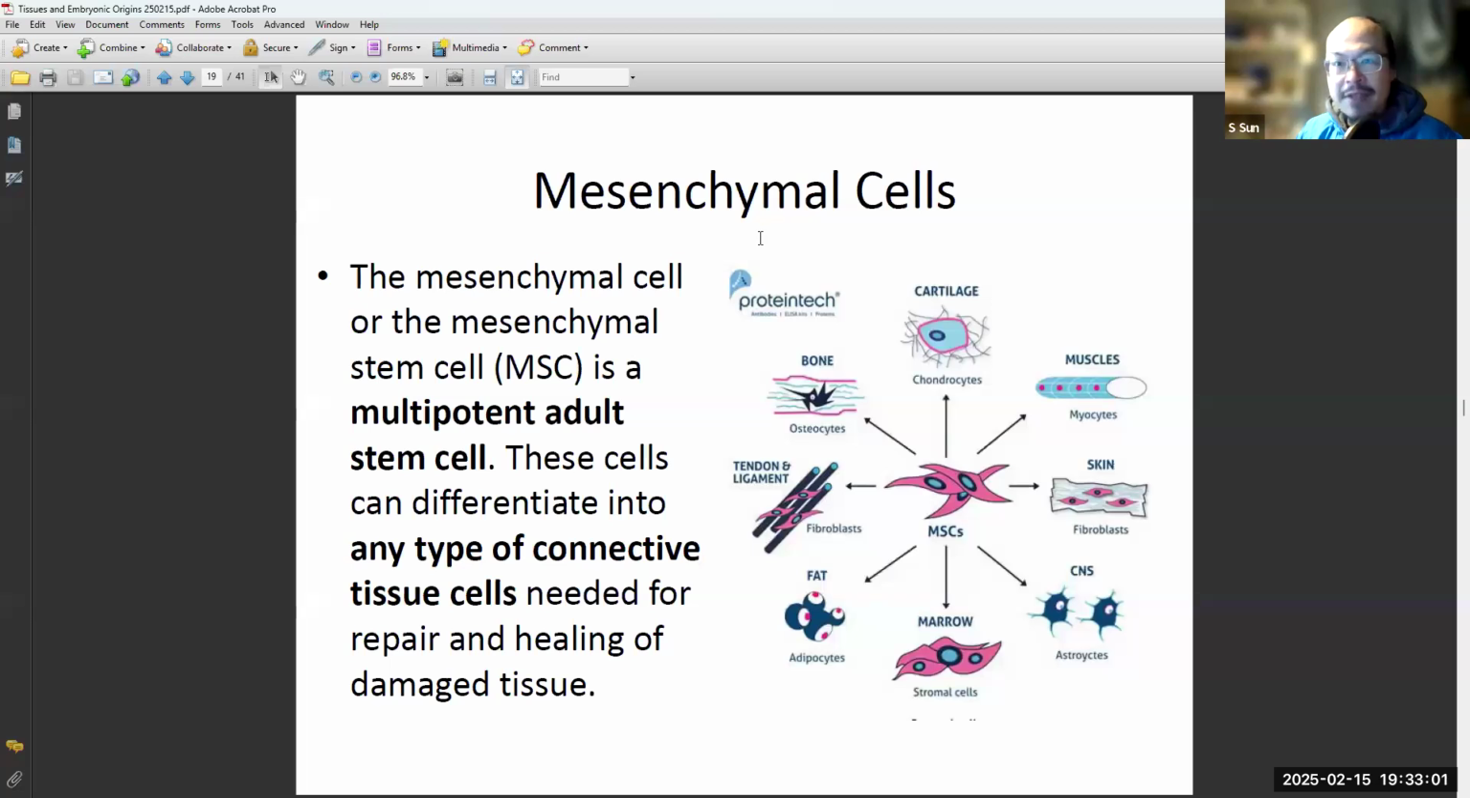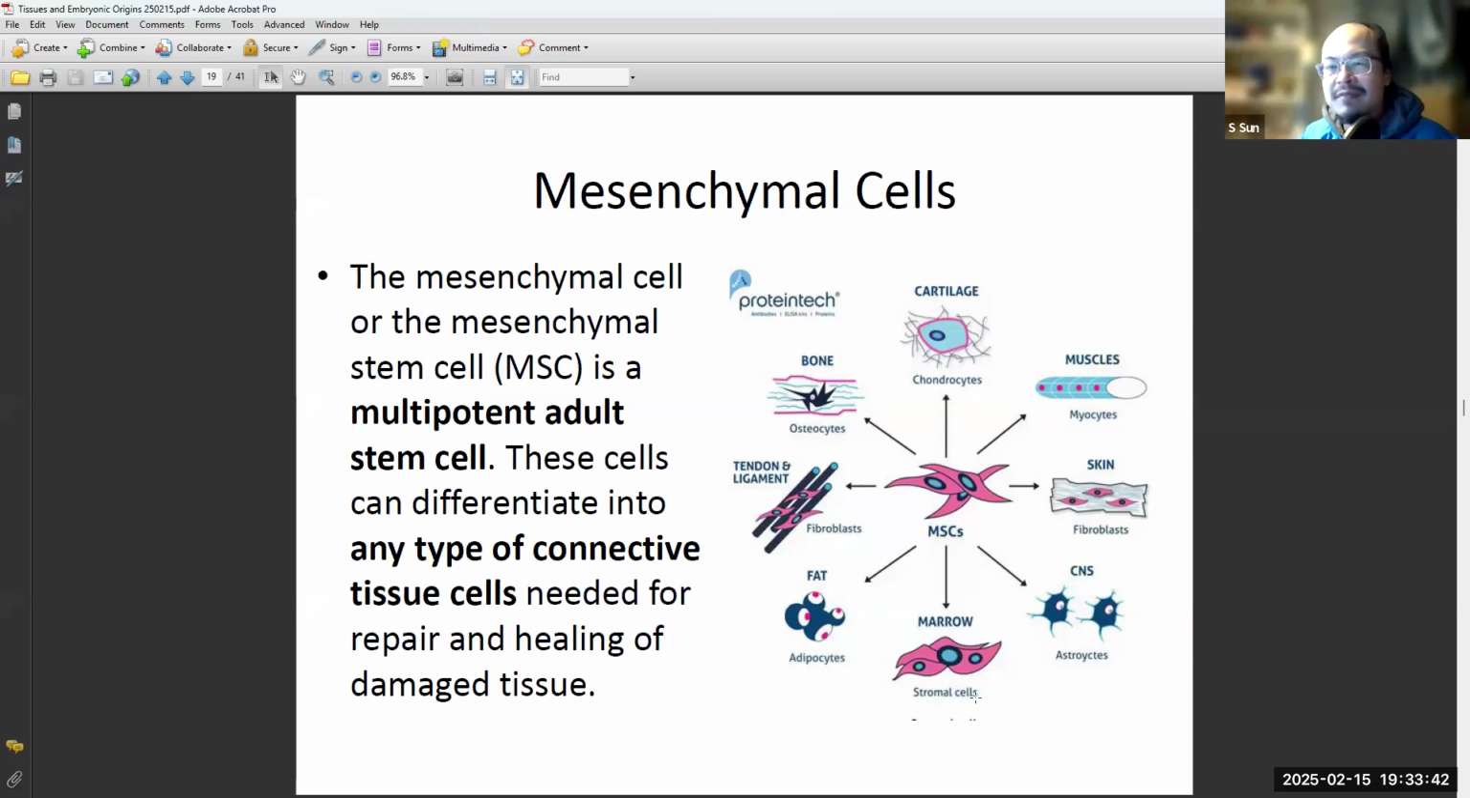Mesenchymal cells, what is the feature of it? This is the stem cell for a lot of other cells. Mesenchymal cells are also known as mesenchymal stem cells. This is a stem cell, so it can become other cells. It can become bone cells. The bone cell is called osteocyte. It can become fibroblasts that we just mentioned earlier. It can become adipocytes, the fat cells. It can become stromal cells.